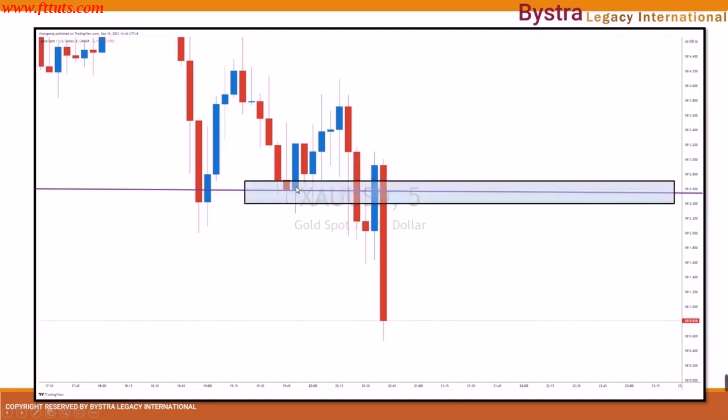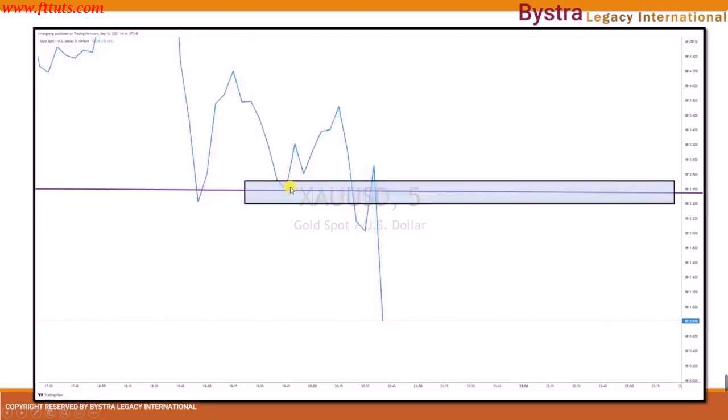So we mark the zone, go change to the line chart. We mark the two support that it broke. So we have the first support that it broke, second support. So once it broke the support, it met all of the 3 SOP. We then can set our sell limit in this horizontal line.